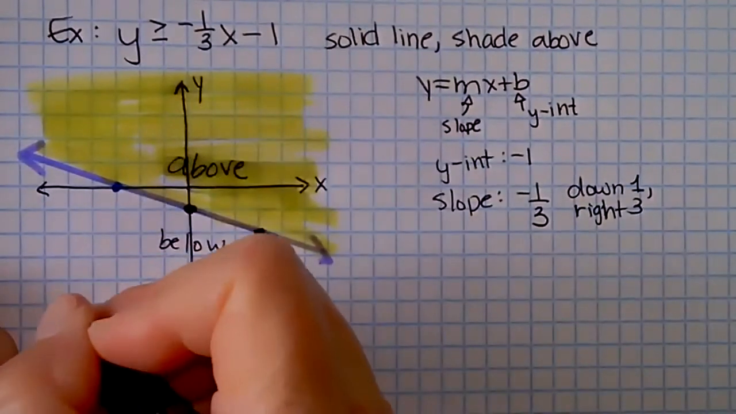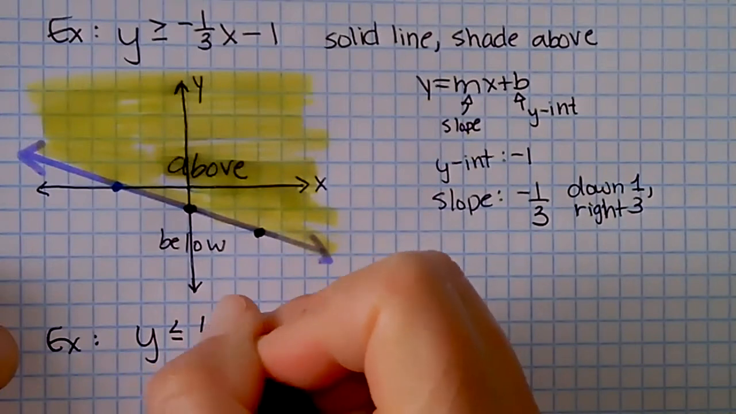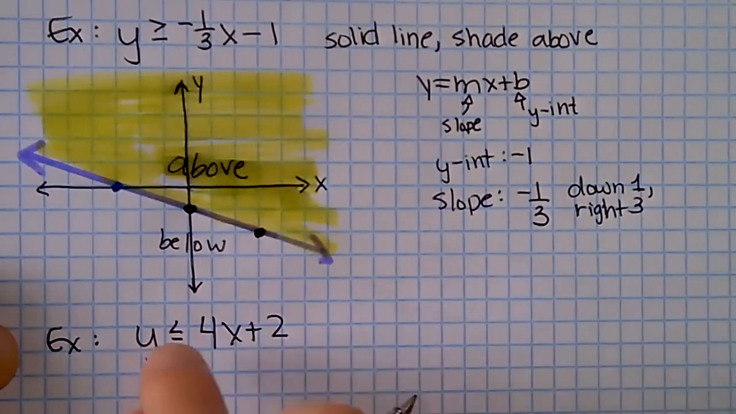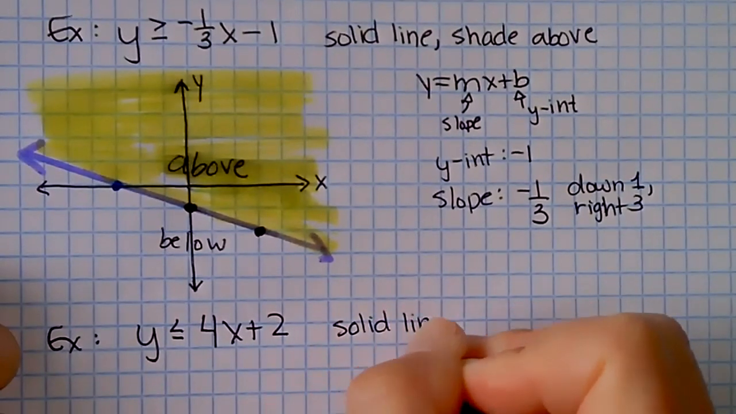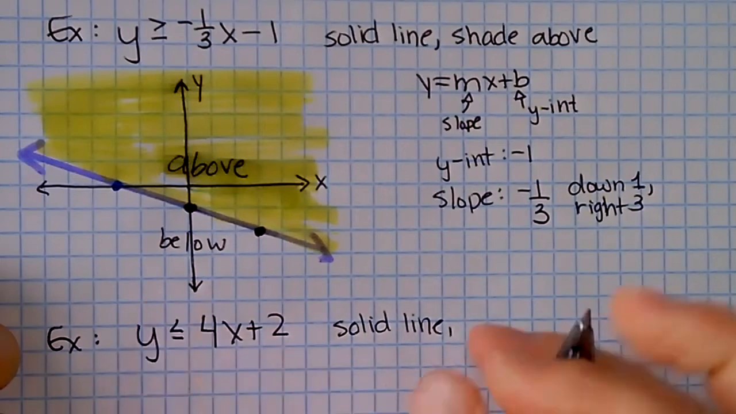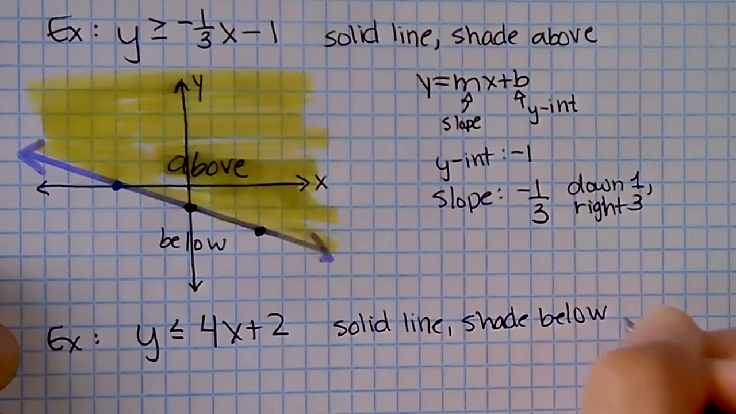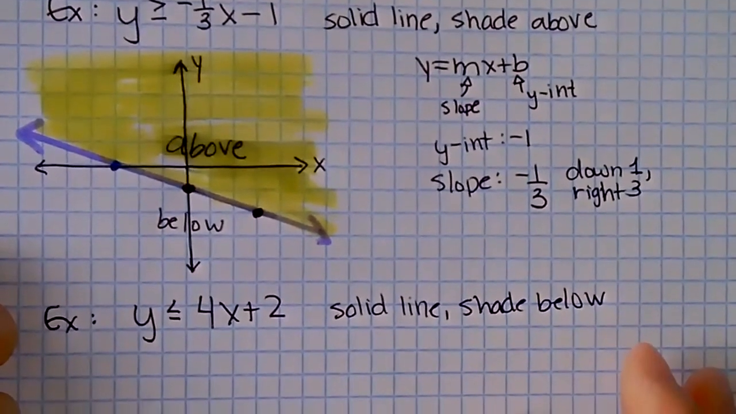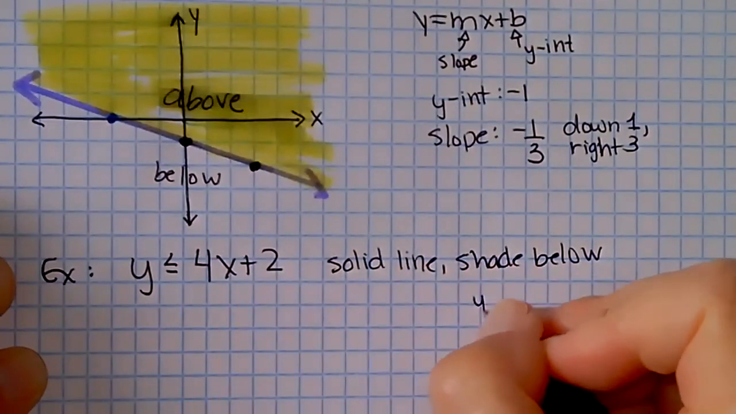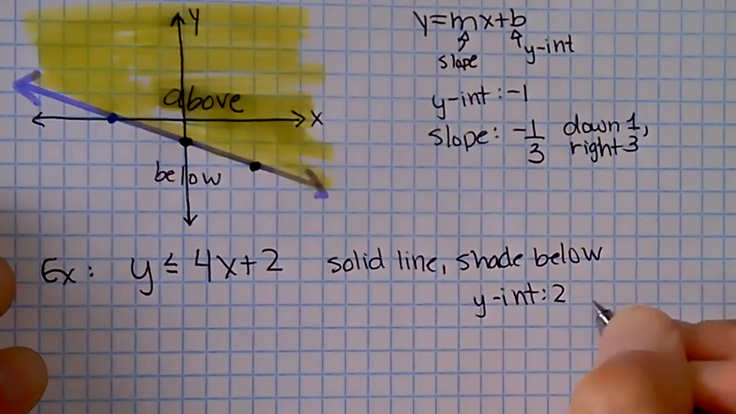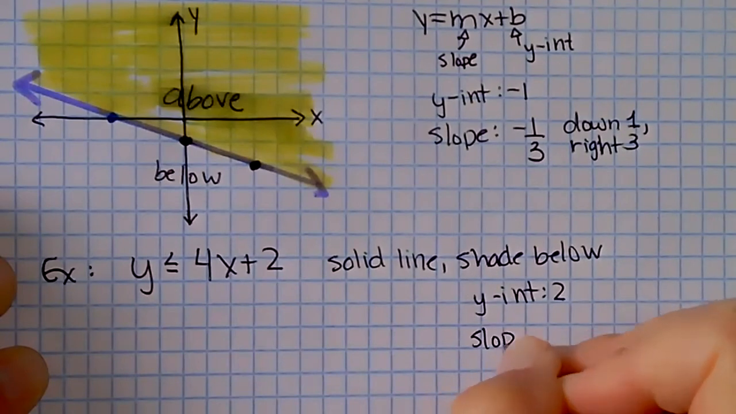Okay, so let's try another example. So let's say we have y is less than or equal to 4x plus 2. Again, it's got the equal, so that means it's going to be solid. And less than means you're going to shade below. Okay. Now, if I'm identifying my y-intercept is this 2. So let me just jot that down. Y-intercept is 2. And my slope is this 4.